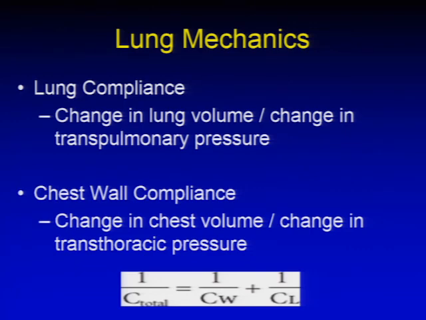Adding the inverse of the lung and chest wall compliance gives the total compliance, and this equation highlights how obesity can contribute to poor total compliance, even if the lungs have a normal compliance. The change in volume divided by the change in transpulmonary pressure is the compliance.